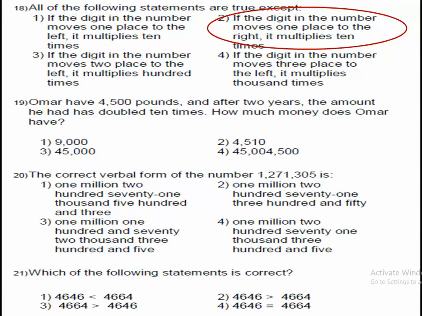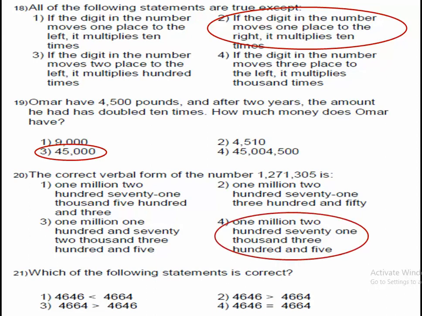Omar has 4,500 pounds, and after 2 years the amount he had was multiplied by 10. How much money does Omar have? Okay, it's multiplied by 10, so we are going to multiply 4,500 times 10. It will be 45,000.